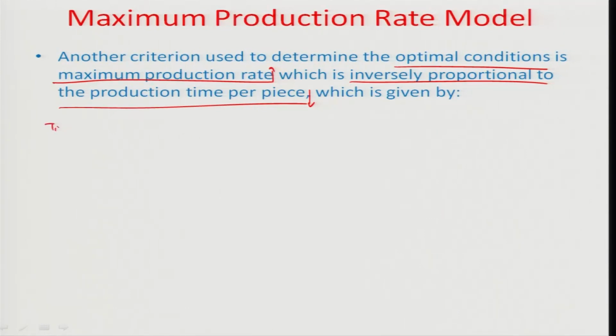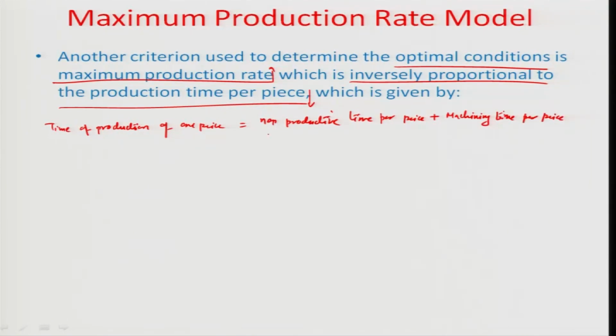So the time of production of one piece will be defined as the non-productive time per piece, plus the machining time per piece, plus tool changing time per piece.